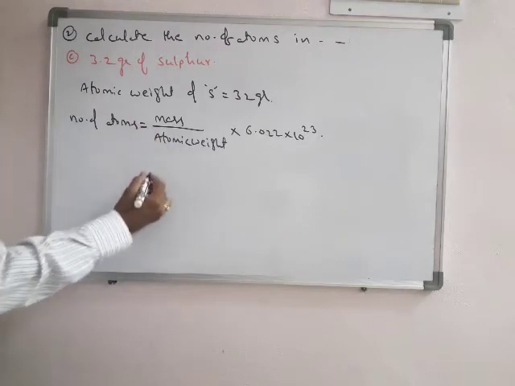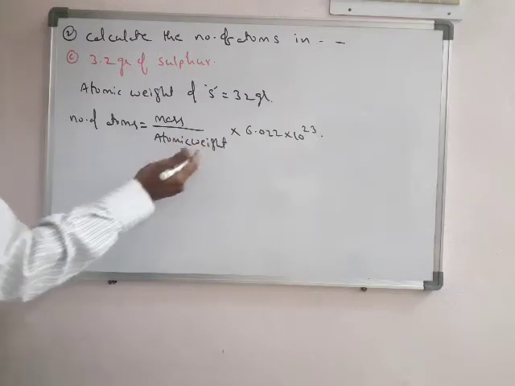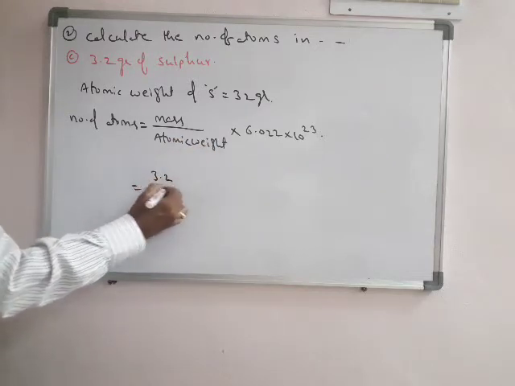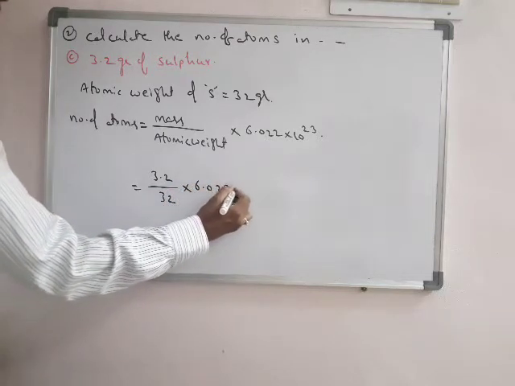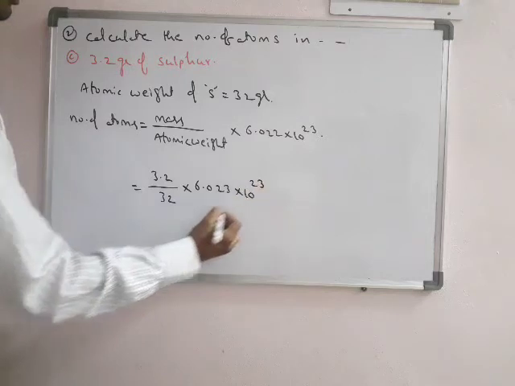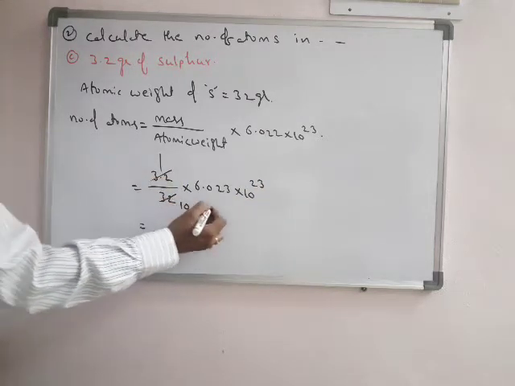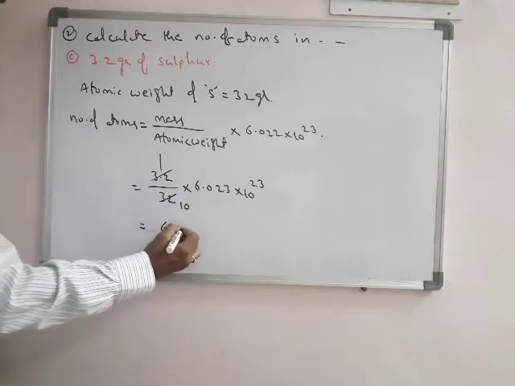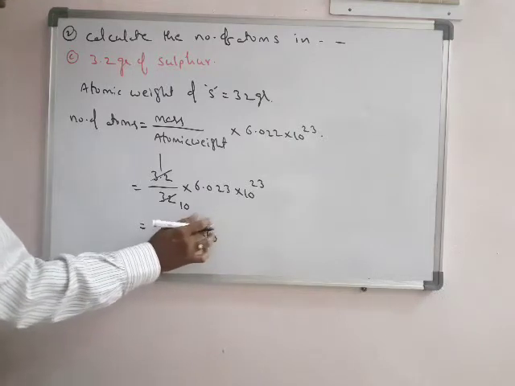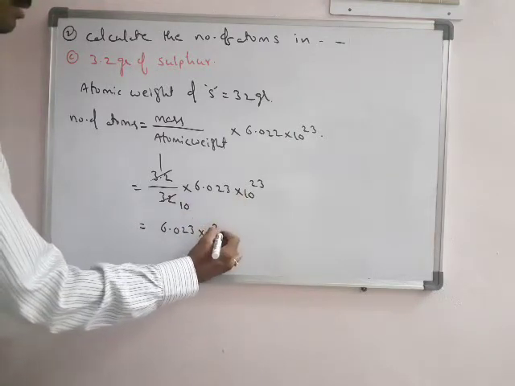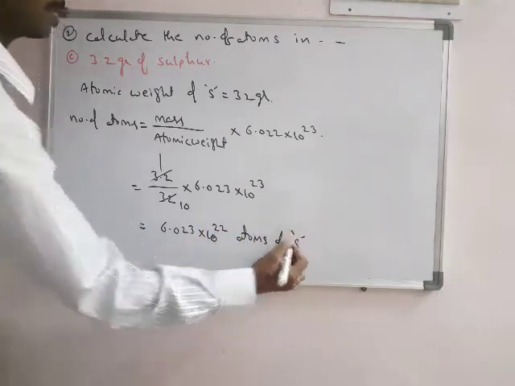So number of atoms, sulfur అంటే moles లో కన్వర్ట్ చేస్తున్నాం మనం, weight by molecular weight. ఇక్కడ atoms కాబట్టి we are taking atomic weight. So that is 3.2. What is the atomic weight of sulfur? That is 32. So by 10, it becomes 10 power minus 1, means 6.023 into 10 power 22 atoms of sulfur.